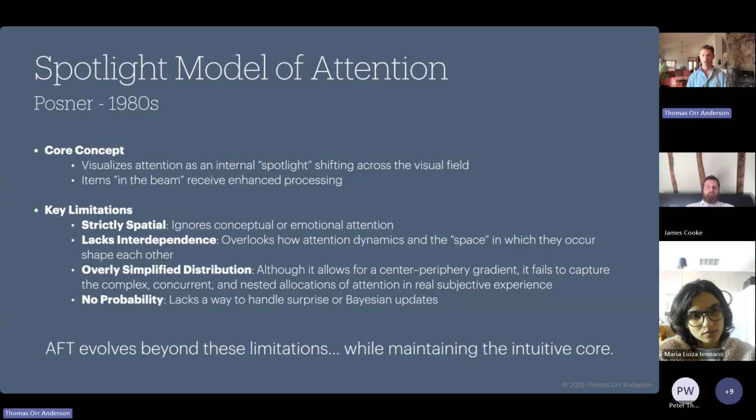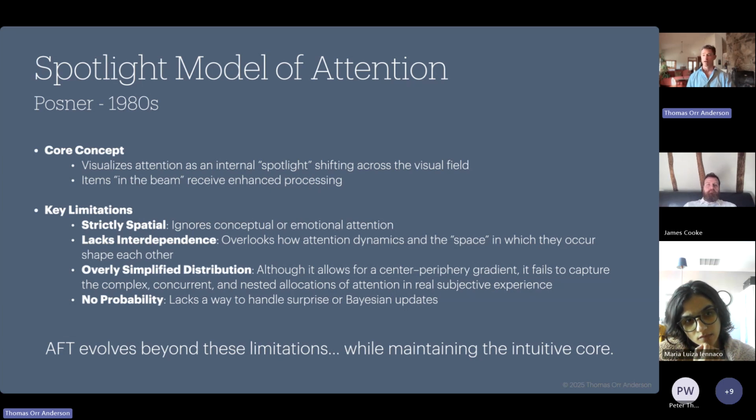And another analogy is relative to the spotlight model of attention proposed by Posner in the 80s. I was not aware, again, of this model in the development of attention field theory, but in retrospect, I find that it can essentially be framed as an evolution of that spotlight model. You're probably all familiar, but the spotlight model visualizes attention as an internal quote unquote spotlight shifting across the visual field, and items in the beam receive enhanced processing.